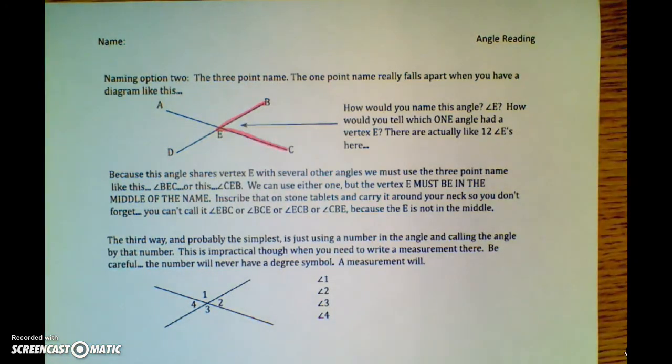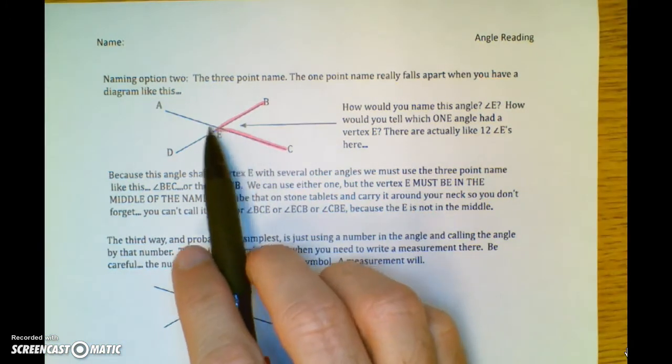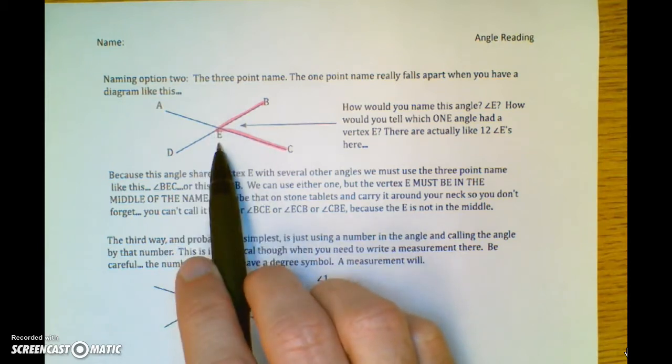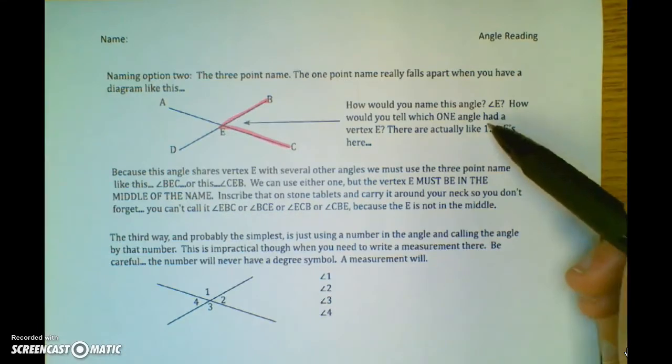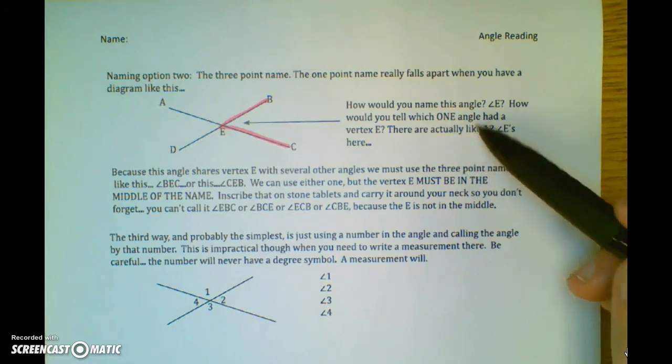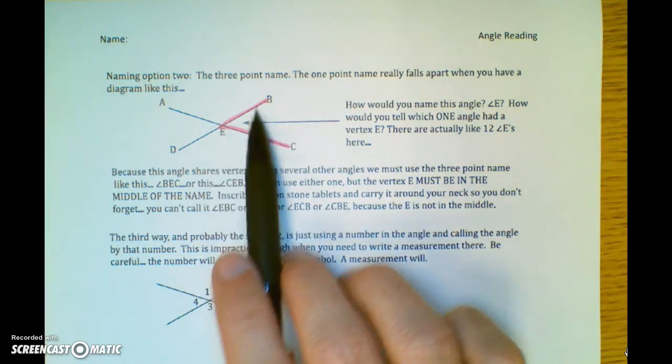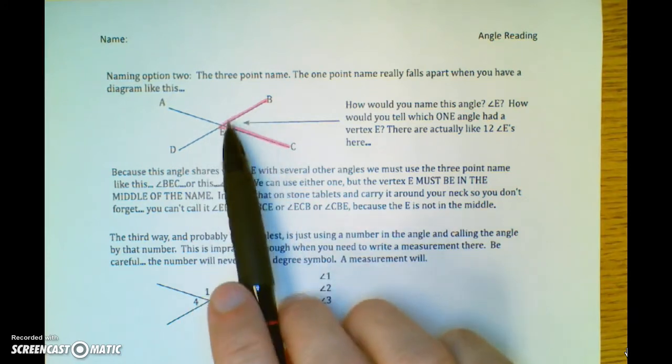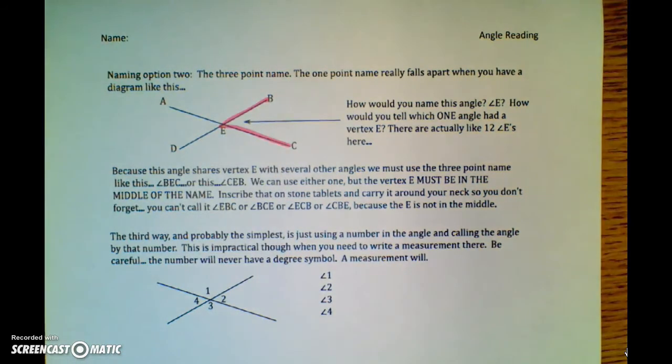You can't say angle E because E could be any of these four spots on this diagram. So how would you tell which one angle had a vertex E? There are actually like 12 angle E's here. We can learn about that as we go on in this unit, but there's actually 12 angle E's in this position.